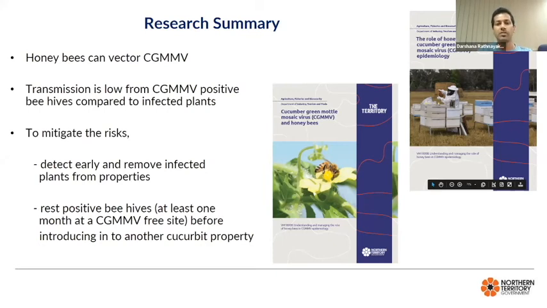So we would recommend early detection and removal of CGMMV infected plants from your properties to reduce the further spread of this virus via pollinating honeybees. And also we recommend a resting period for beehives that were used on an infected property for at least 1 month before they are introduced into new cucurbit properties, to stop or mitigate the risk associated with CGMMV transmission from positive beehives.